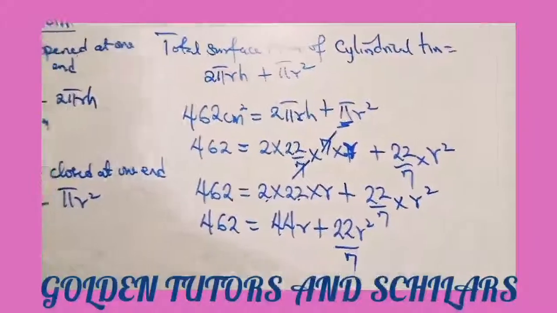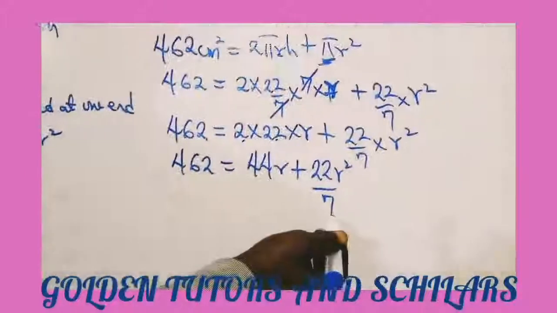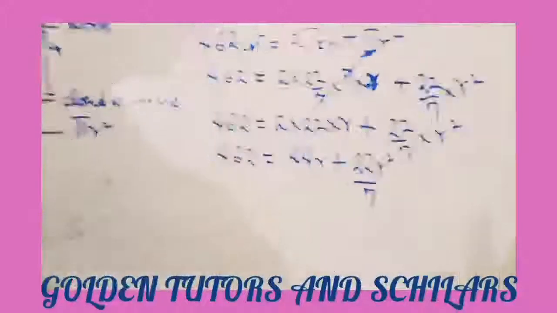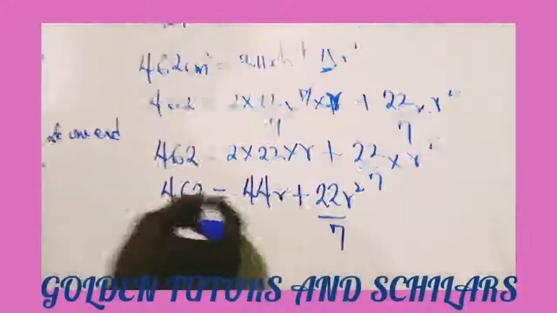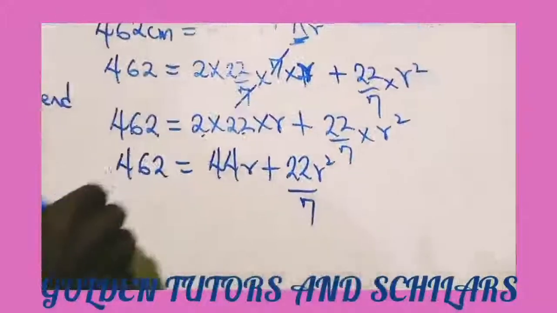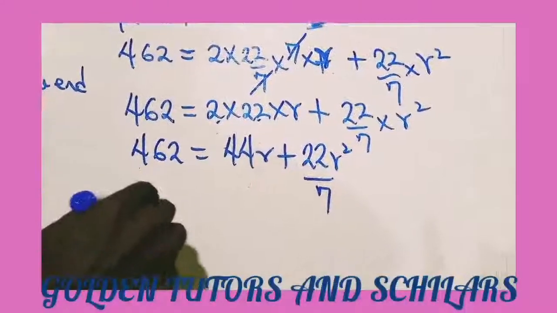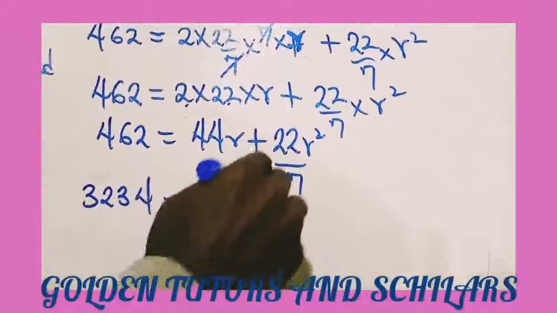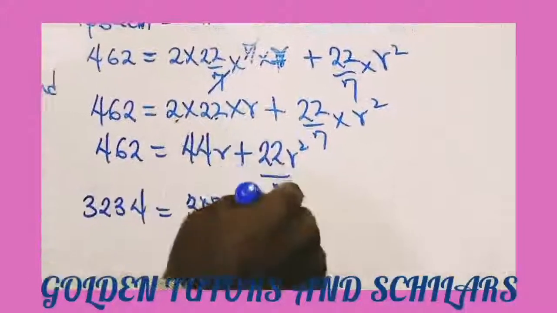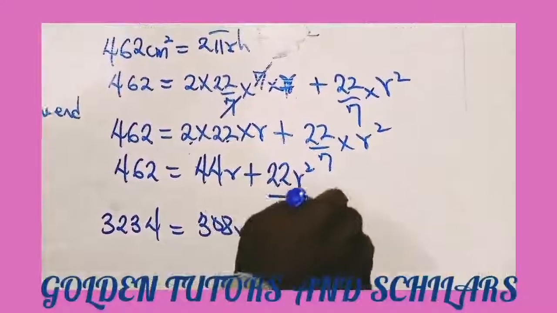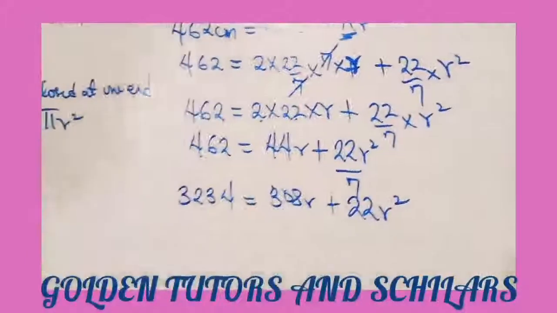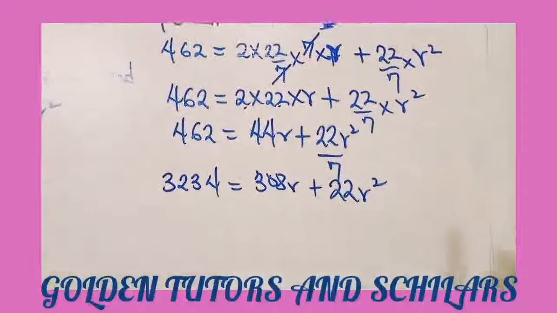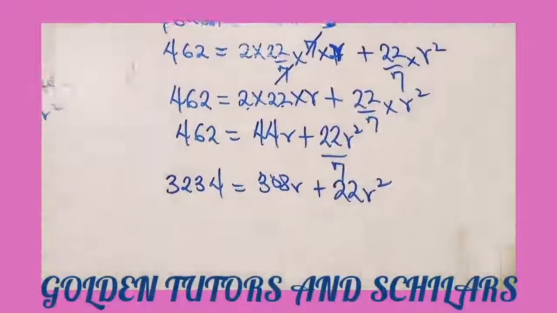The next thing we are thinking now is how to get rid of this denominator here. So we multiply by 7. To get rid of this denominator, we multiply each term here by 7. When you multiply this by 7, it will give you 3234 equals 308r plus, multiply this term by 7, it will give you 22r squared. What we have here is a quadratic equation. It means that we are going to solve this quadratically.